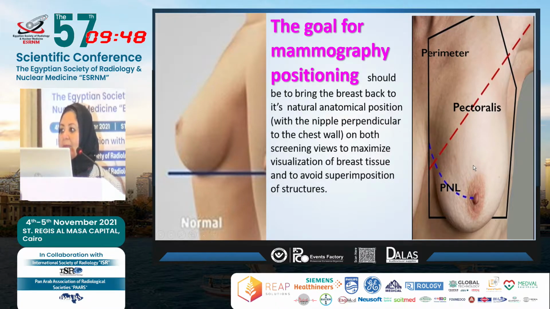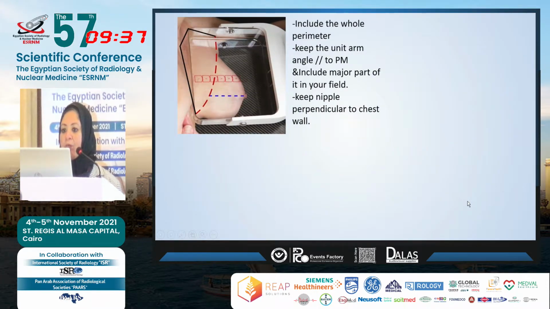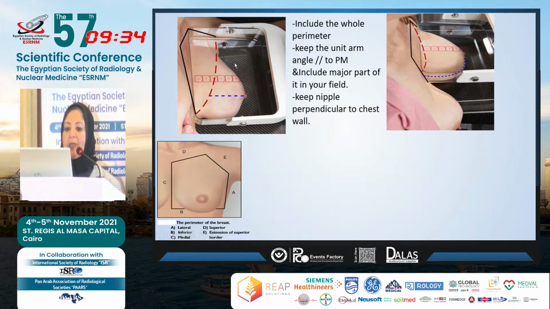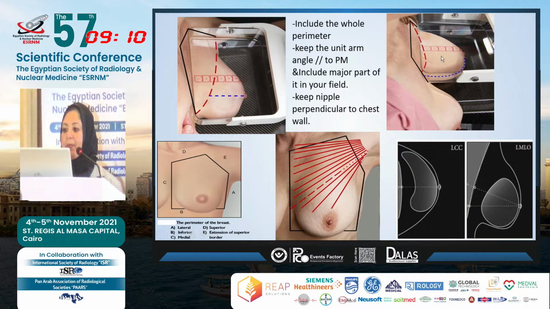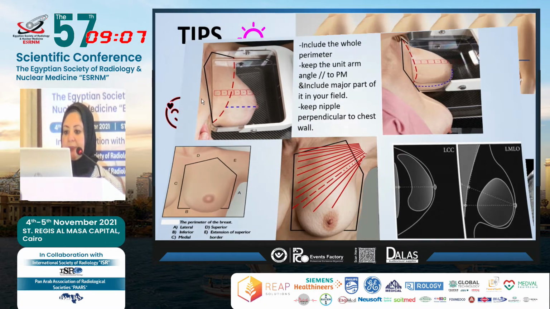This goal can be attained if we understand well the parameters of the breast and pectoral muscle anatomy and the importance of the pectoral nipple line. We should include the whole mammary gland under the compression plate. Laterally is the mid-axillary line, medially is the mid-sternal line, inferiorly is the inframammary fold, and superiorly include a major part of the pectoralis muscle, and always keep the unit arm angle parallel to the fibers of this muscle. Always keep the nipple perpendicular to the chest wall in your views.